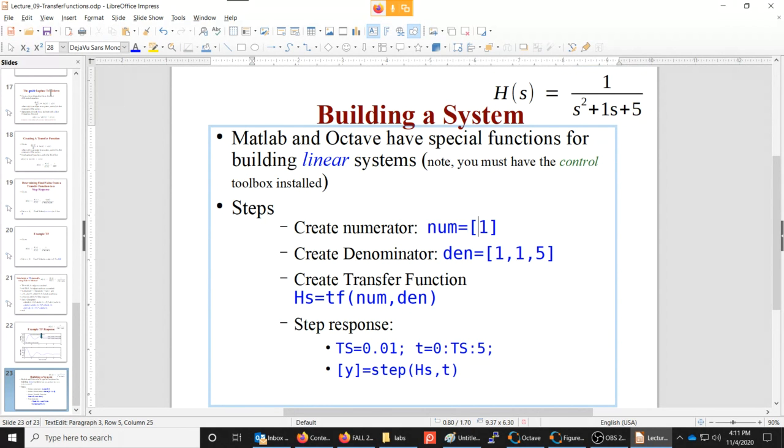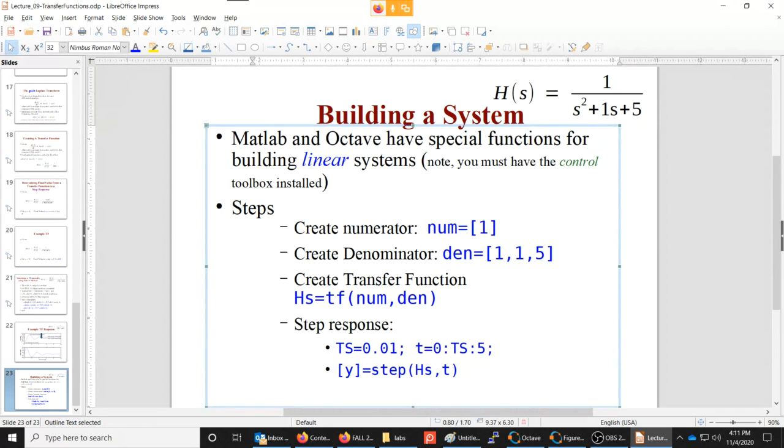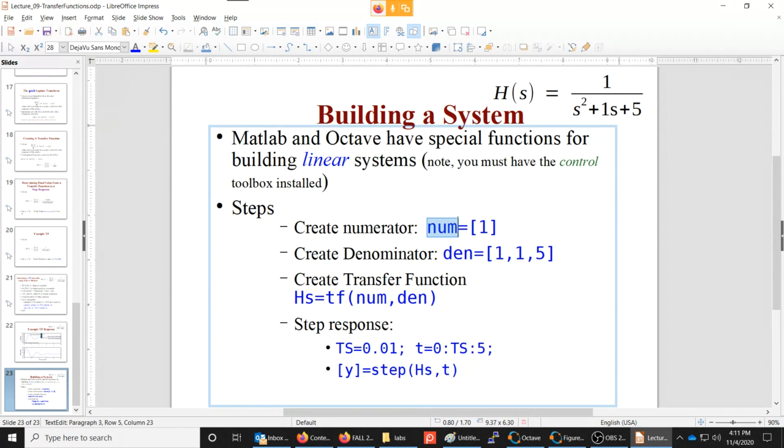So if you wanted to, you could match it. You could put like 0, 0, 1, where these are your S terms, but it's best just to leave those off. And then for the denominator, we're just putting the coefficients 1, 1, and 5. All right. And so you build a variable called your numerator, which are the coefficients in your numerator.